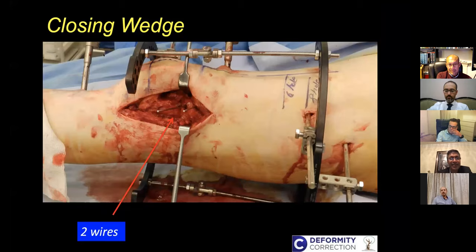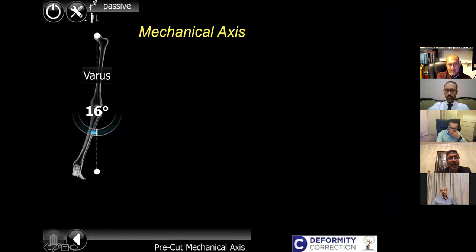Then in this case, I'm doing a closing wedge osteotomy. So I put in two wires. Between them, I'm going to make my osteotomy. You make an incision through the osteotomy. And there are some intraoperative pictures showing how the computer navigation helps. So again, this is a different patient from what I was showing.